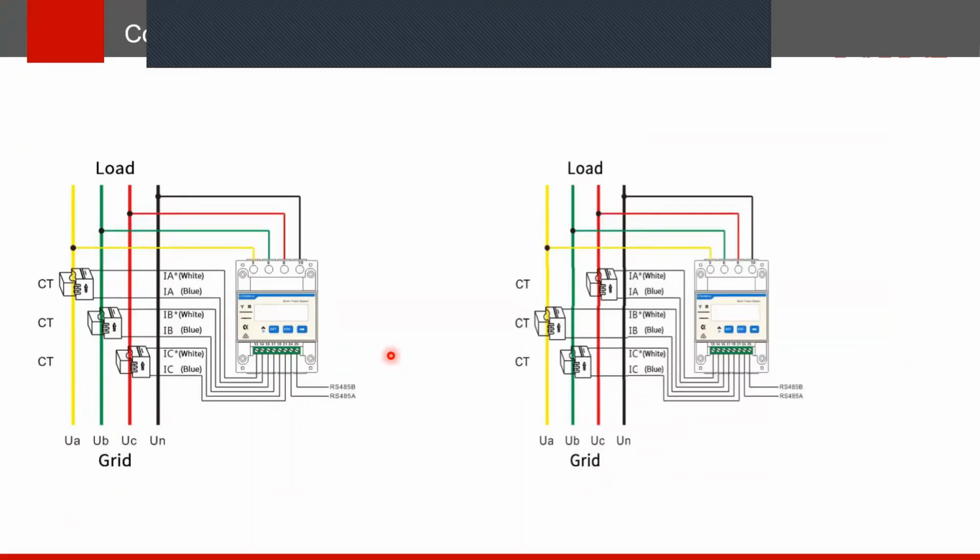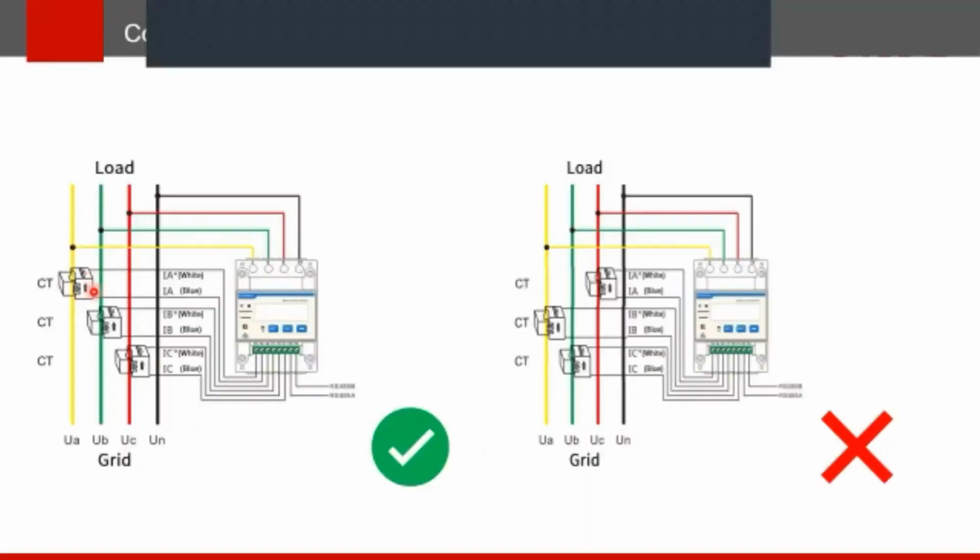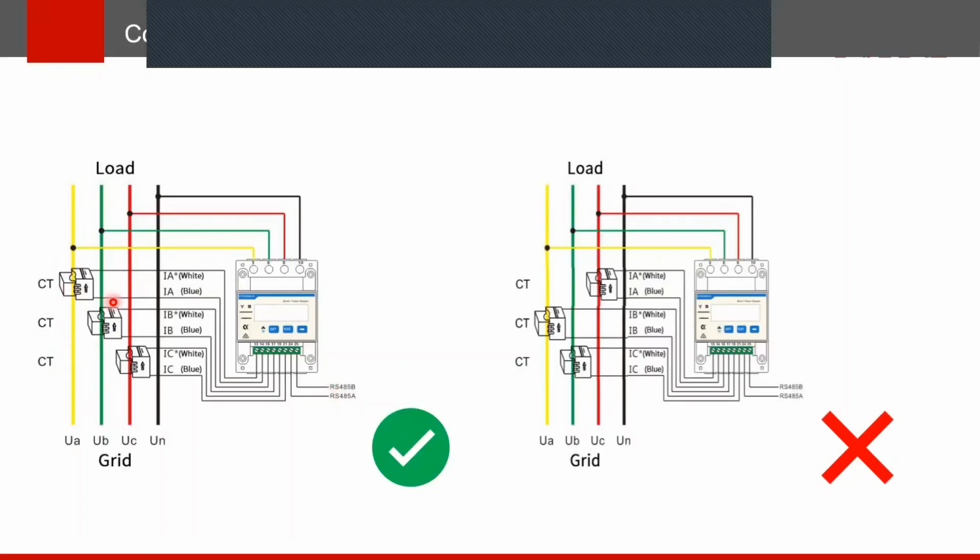Okay, here is the key point of the meter wiring. Which one is correct and which one is wrong? Yeah, the right one is wrong because, as we just mentioned, the sequence of the CT must be correct. For example, phase A must connect to the left, phase B the middle, and phase C the right one. And 24 and 25 are used for the communication between the smart meter and inverter. So that's the correct A, B, C.